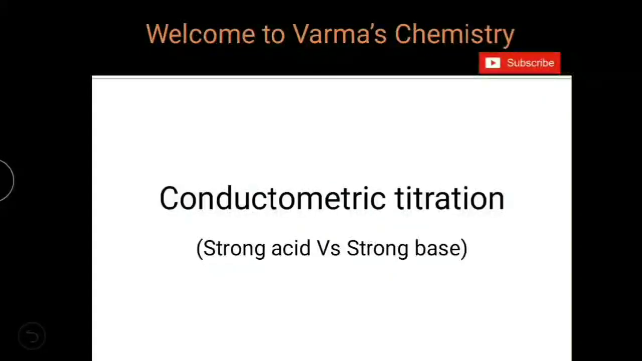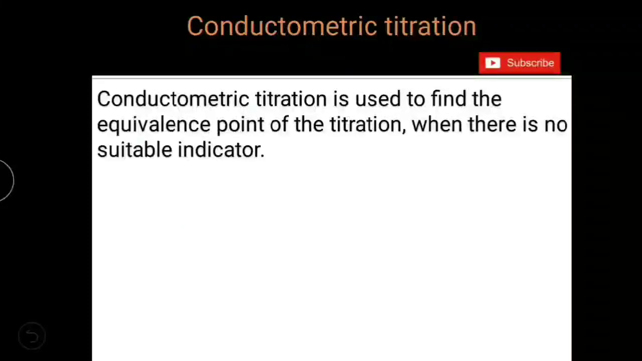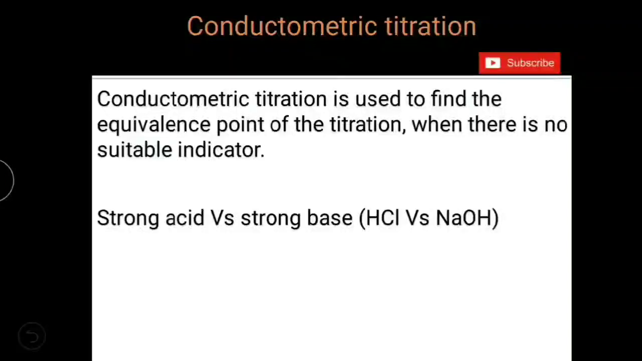This video is about conductometric titration of strong acid versus strong base. Conductometric titration is used to find the equivalence point of the titration when there is no suitable indicator to use. Let us see the conductometric titration of strong acid versus strong base, HCl versus NaOH.